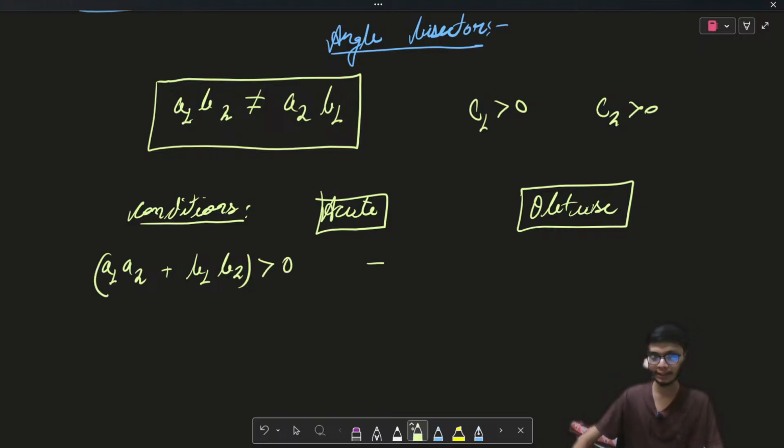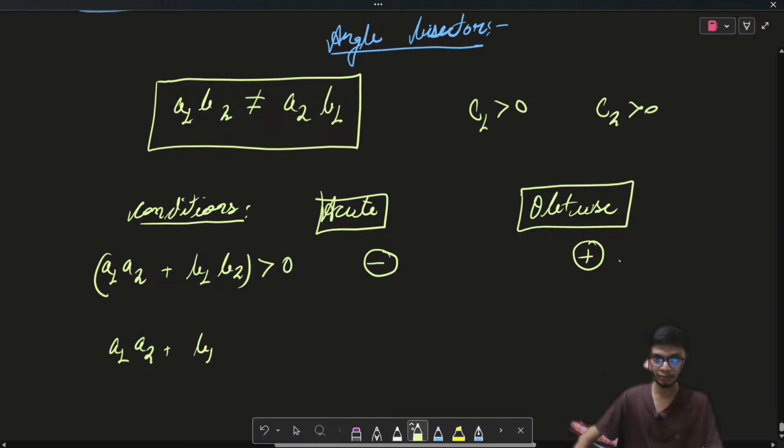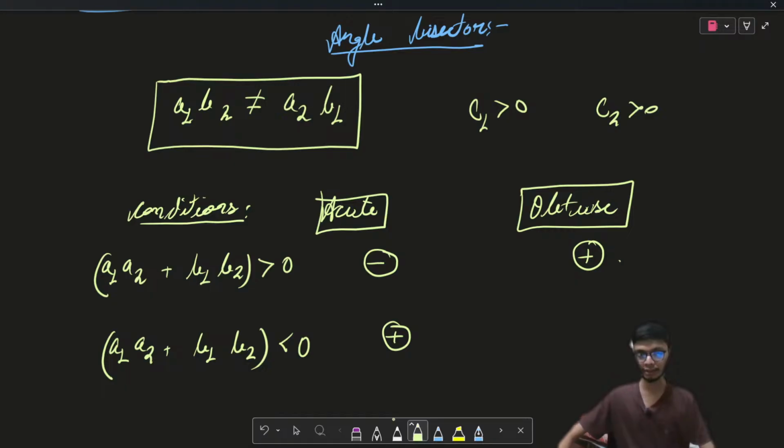if this particular expression value is positive, then the negative sign would give me the acute angle bisector and the positive sign would give me the obtuse angle bisector. In a similar manner, if a1 a2 plus b1 b2 is negative, in this case the positive sign of that particular equation would give me the acute angle bisector and the negative sign would give me the obtuse angle bisector, right?